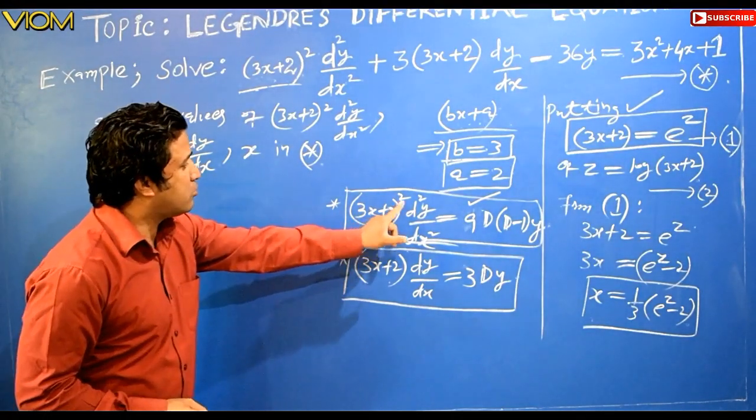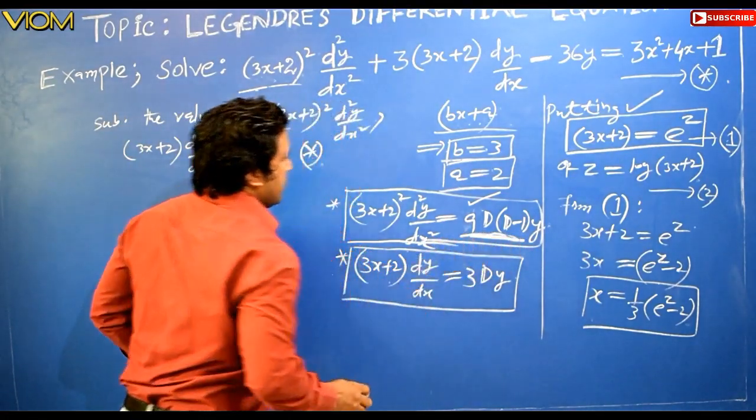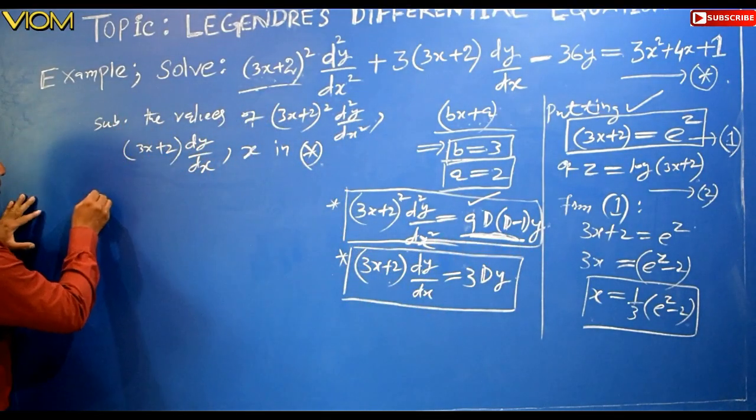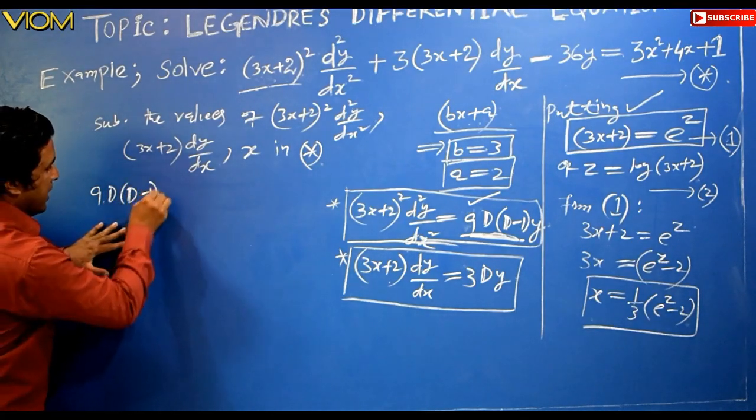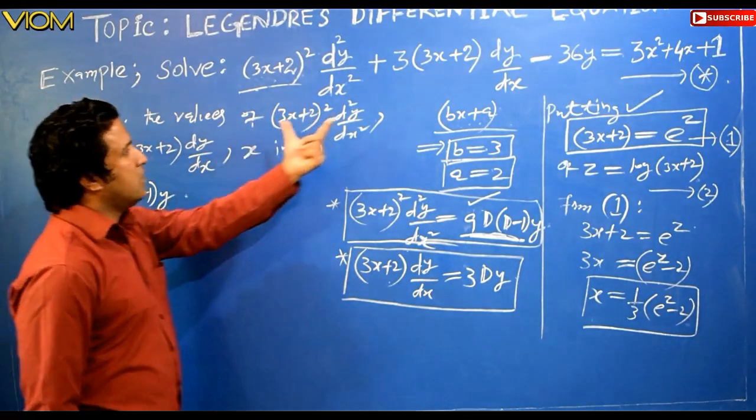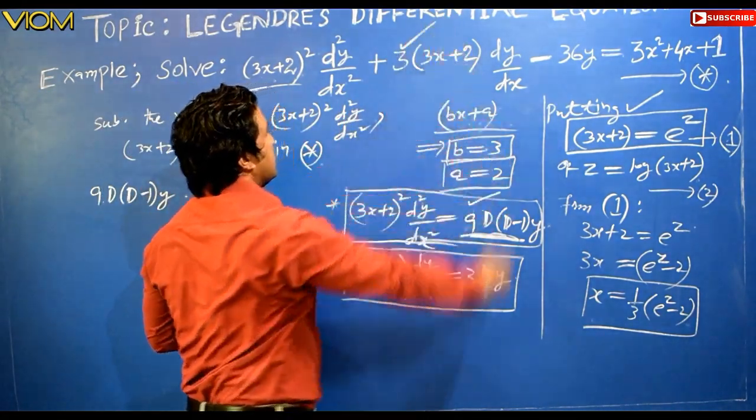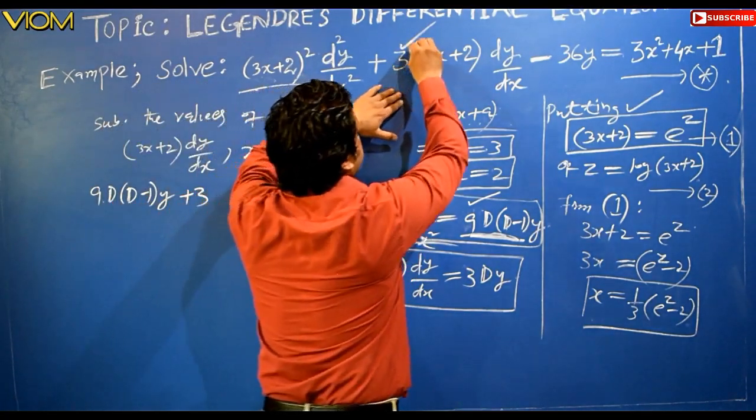So we can write (3x plus 2) whole square d2y by d of x square. I will take this box; its right hand side is here. This is 9 times of d into d minus 1 into y. So it is now completely transformed into this. Now I can use this 3 here as it is, plus 3. I can write 3 plus 3.